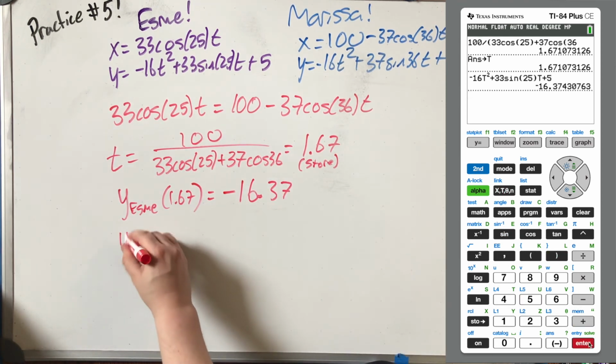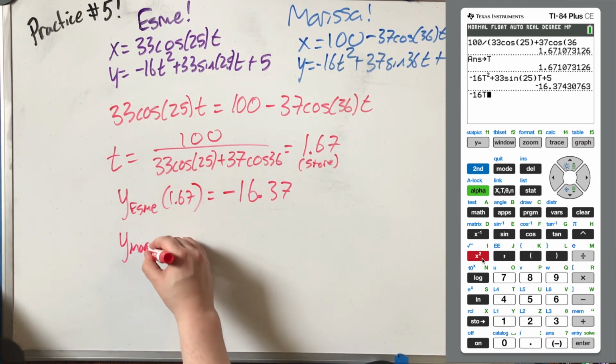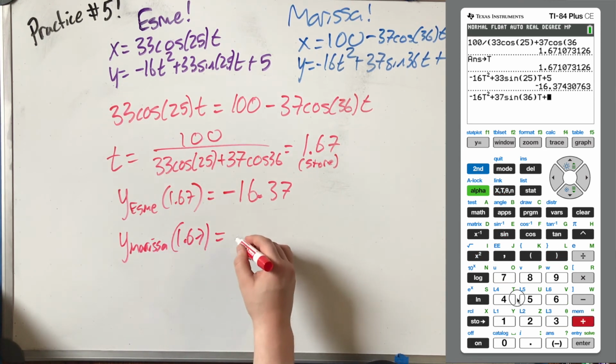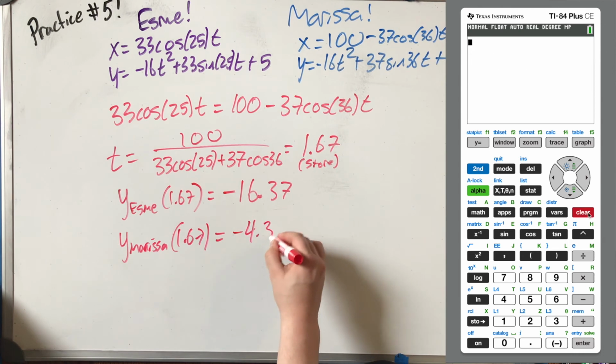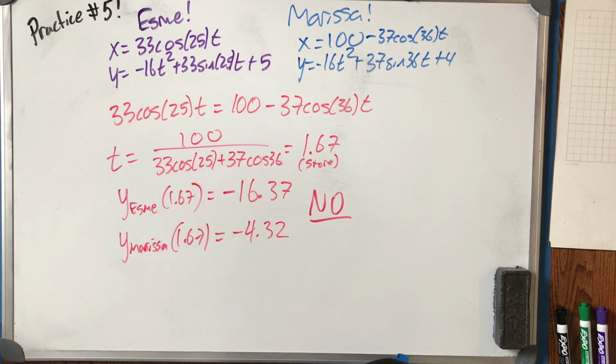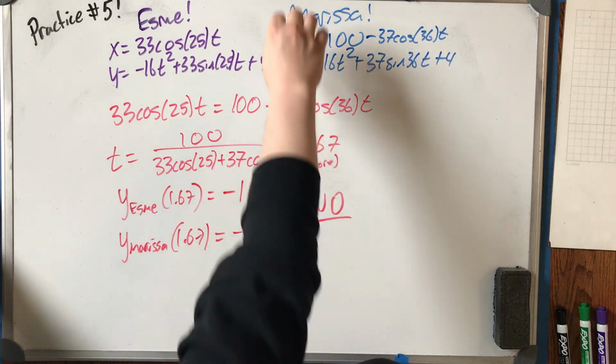That's pretty impossible in real life to have a negative y value. And when I plug it into Marissa's, I get negative 4.32. So there's definitely no danger of these things colliding because they are nowhere close to each other. They've hit the ground before their x values are equal in the model.